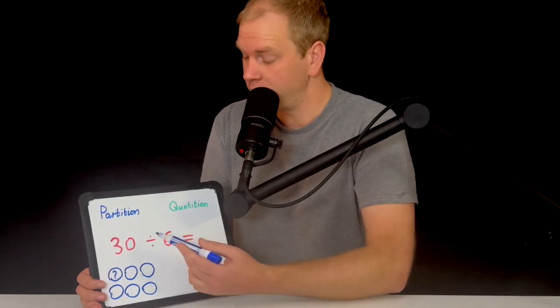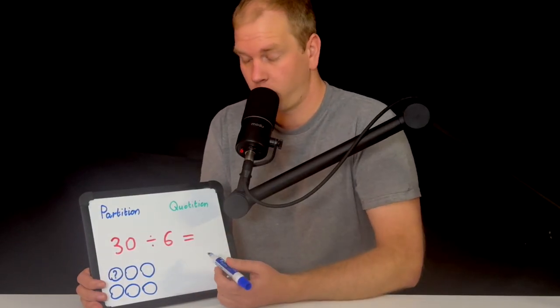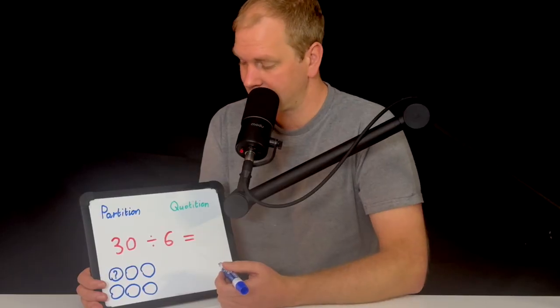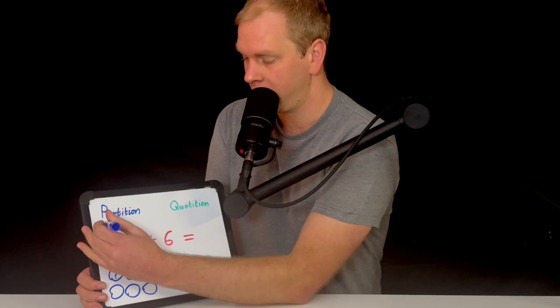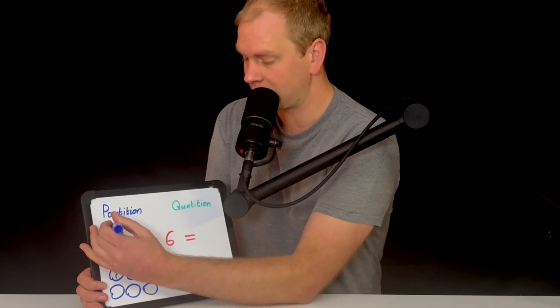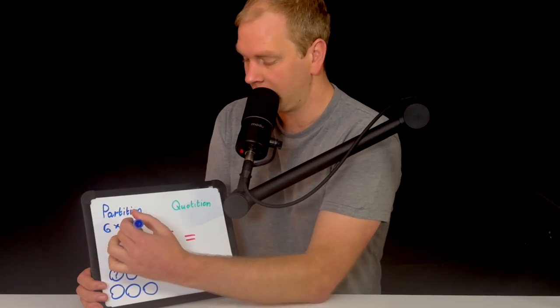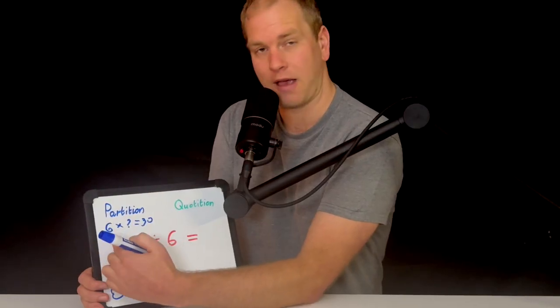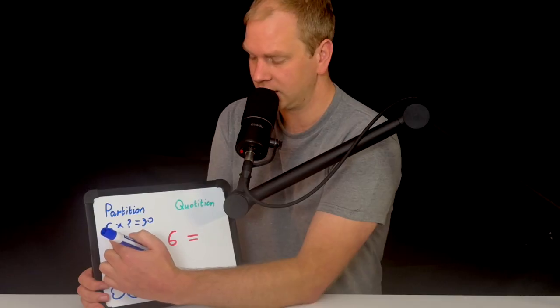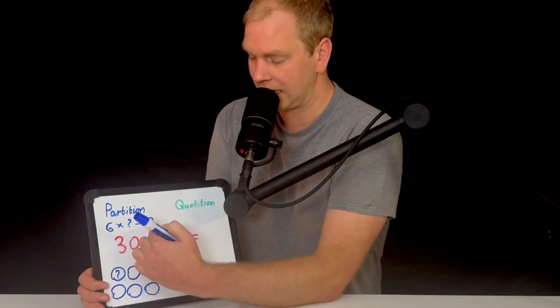And for me to help differentiate between these two different ways, I like to see it written as a multiplication question. So with partition division, we're saying we've got 6 watts, so 6 times watt is going to equal 30. So notice again, the emphasis is on having 6 groups. 6 groups of watt is going to equal 30.